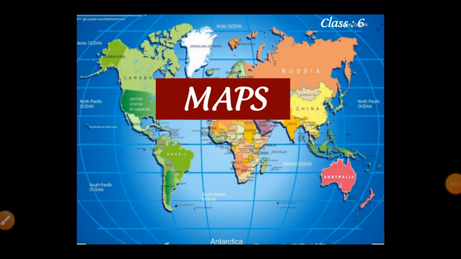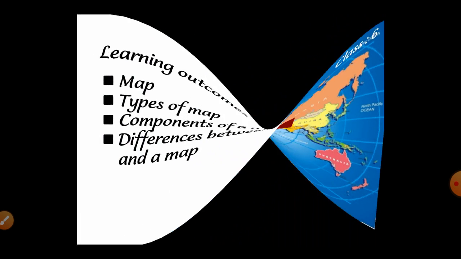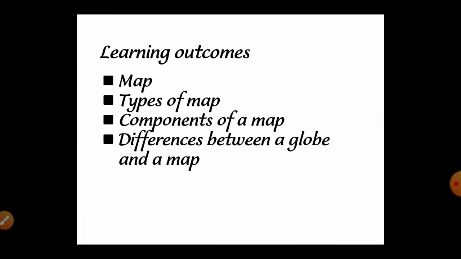Our today's topic is maps. In this chapter, you are going to learn about what is a map, what are the different types of maps, what are the components in it, and then what are the differences between a globe and a map. Okay, these are all we are going to discuss in today's class.